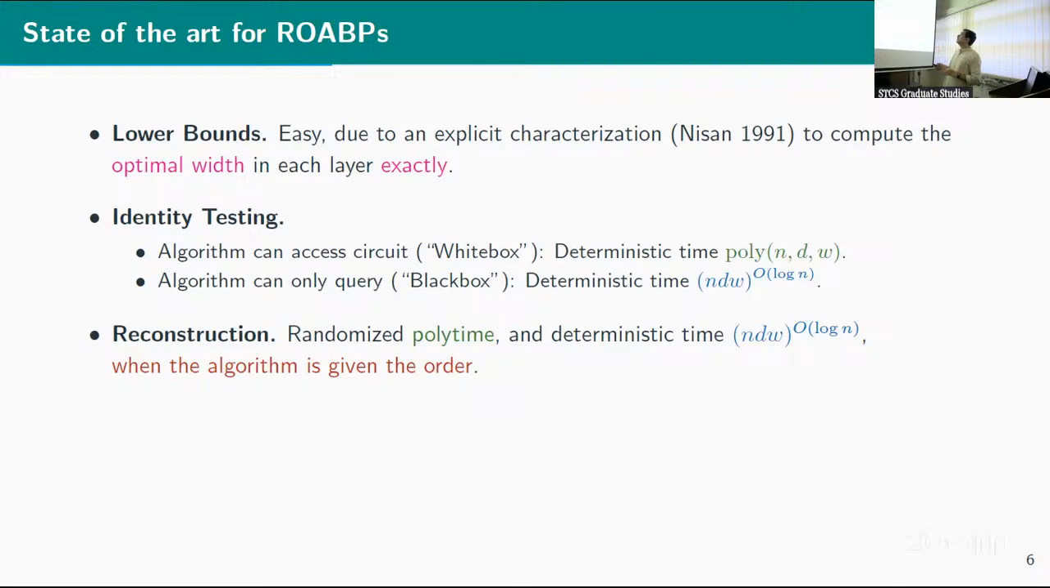Sorry? What was D? D is the degree. You can think of it as the degree of the polynomial or the individual degree. It's the degree parameter in the ROABP. Each edge label is a univariate of degree D. And sigma is the order. Throughout it will be N, D, W, and sigma with those meanings.